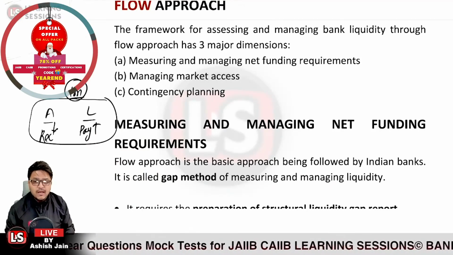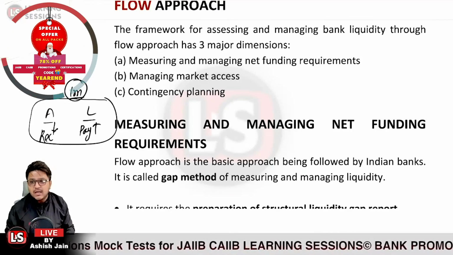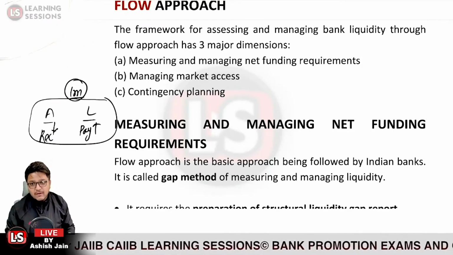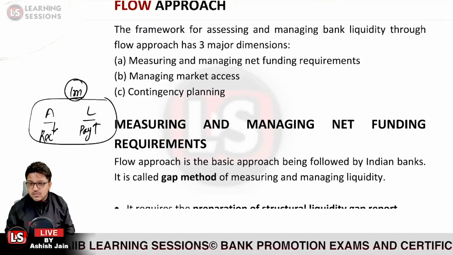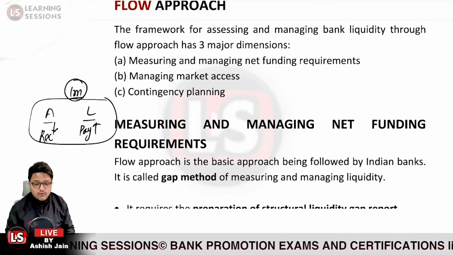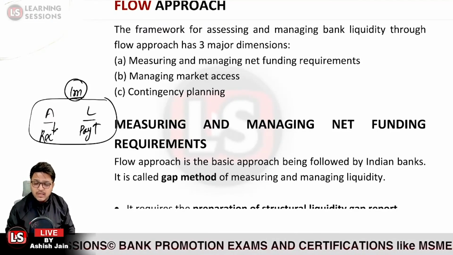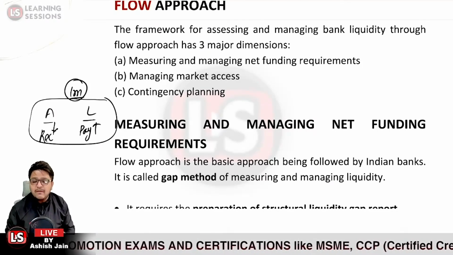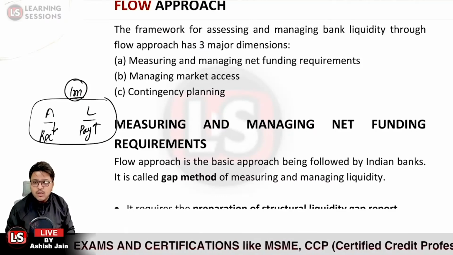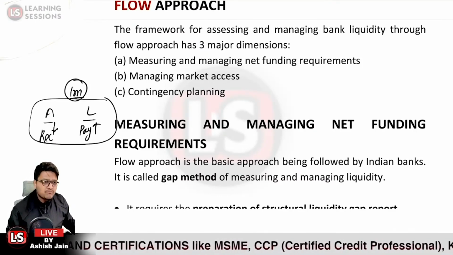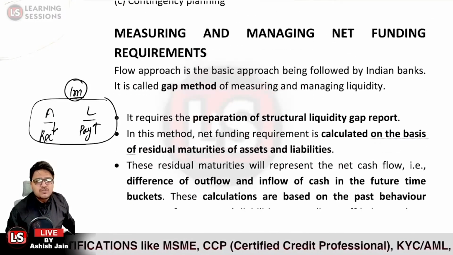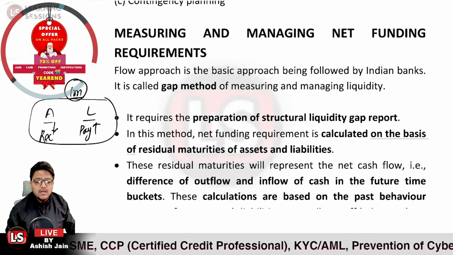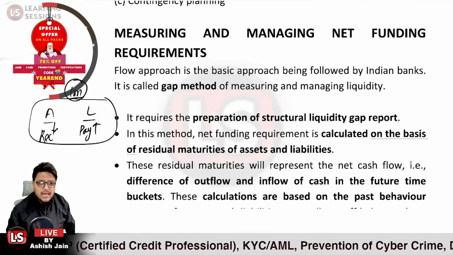Okay, so if we are having more liabilities than assets, in that case it's a negative gap, and that is to be bridged out. Either we will be liquidating our non-liquid assets, or we will be having more short-term borrowings so as to bridge the gap. Is that clear? So it requires the preparation of the structural liquidity gap report.